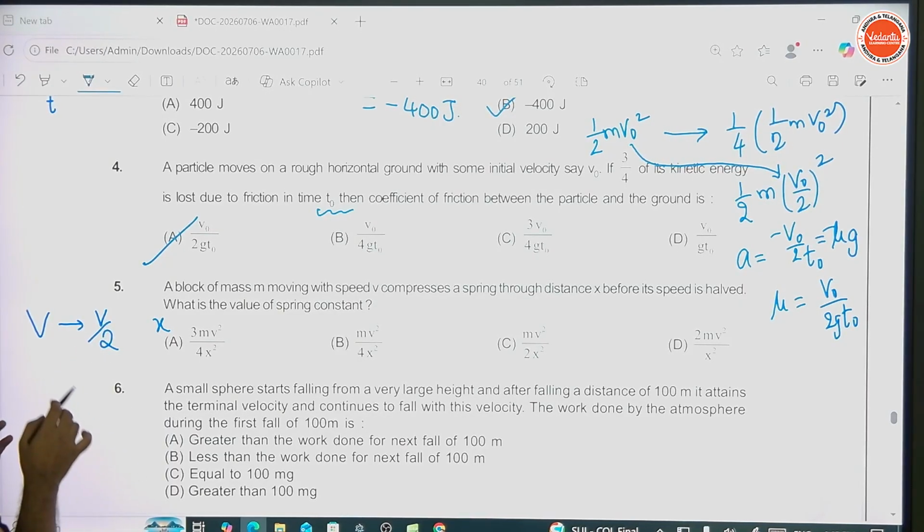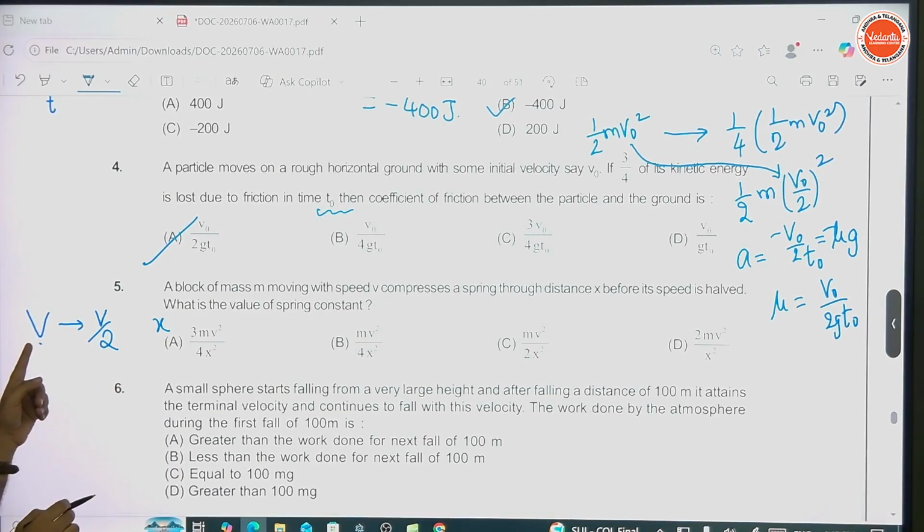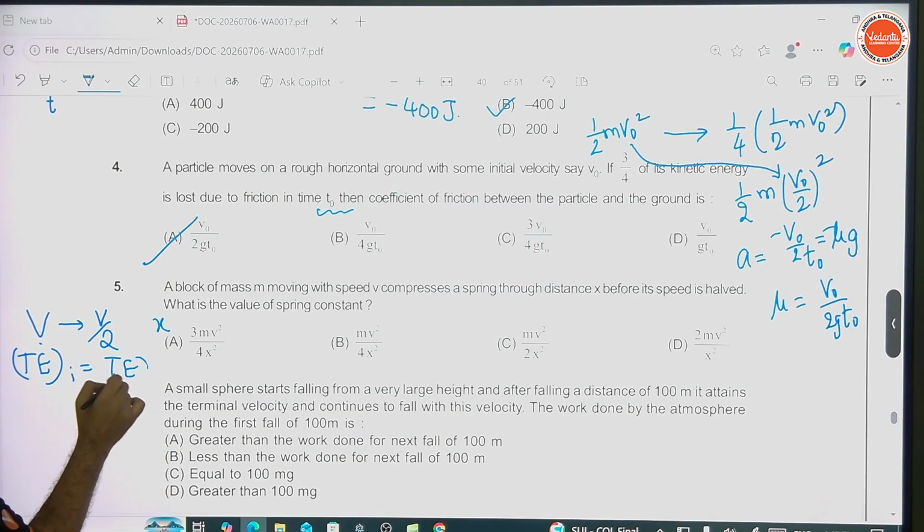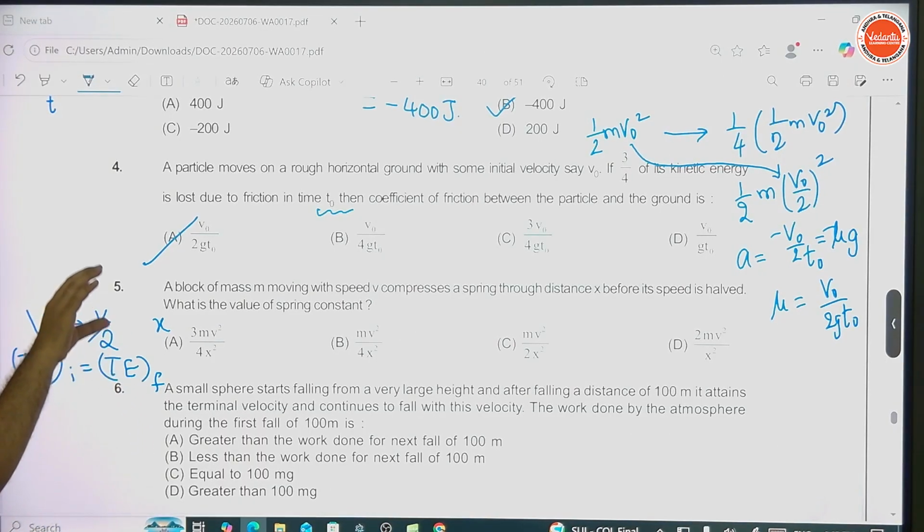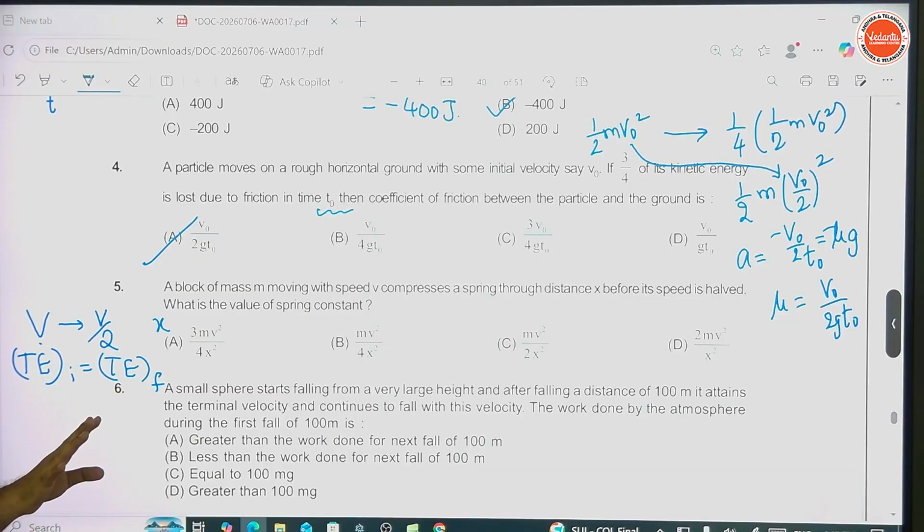Clear? Initially, when it is moving with the speed v, there was no compression in the spring. So let me write this over here. Total energy initially is equal to total energy finally. They also did not talk about whether the block has moved up or down, which means there is no change in the gravitational potential energy. No need to look at that. Only kinetic energy and the spring energy.